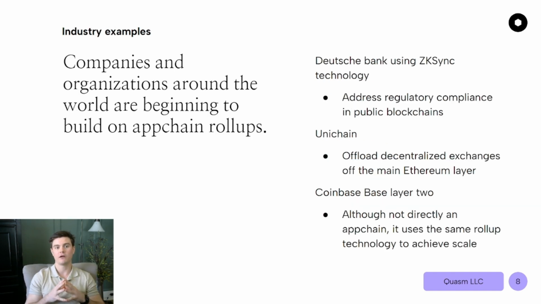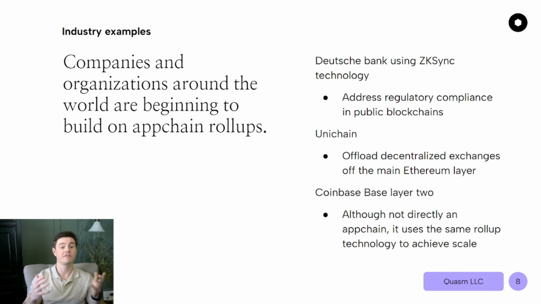So yeah, let's talk a little bit about some industry examples right now that are emerging. I see this kind of as a trend. We'll start to see more businesses, more traditional Web 2 style companies, banks, et cetera, starting to deploy their own Appchain rollups. First example of this is Deutsche Bank. They announced this, I think, about a month ago, that they were going to be building on the ZK Sync stack technology, so a ZK or validity rollup. They don't have too much information on exactly what they're going to be doing, but they're aiming to address some certain regulatory compliance issues, interacting on Ethereum or other public blockchains.